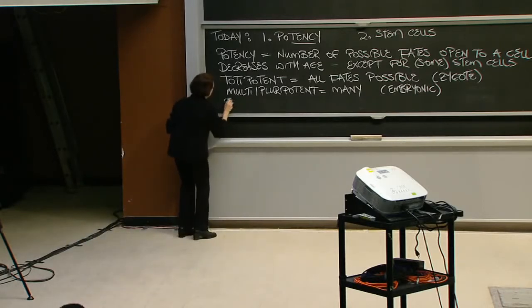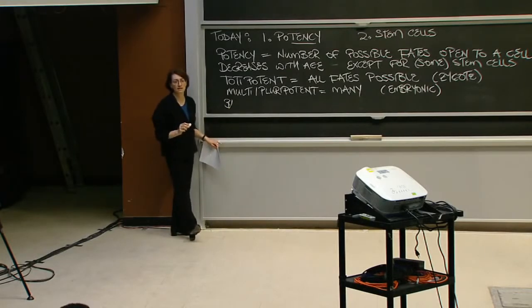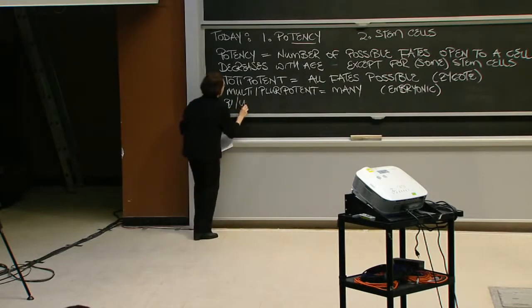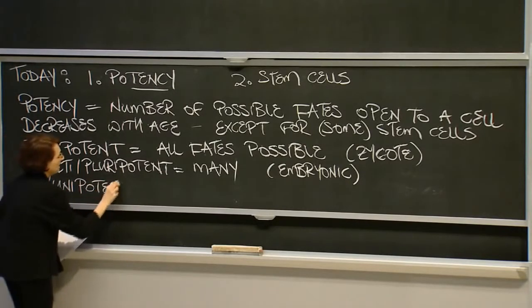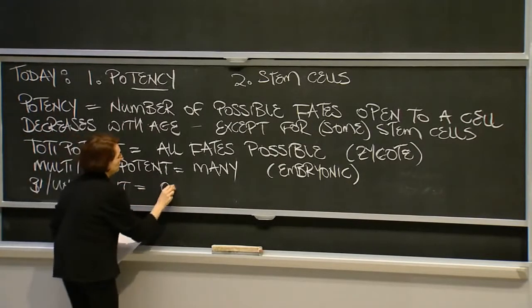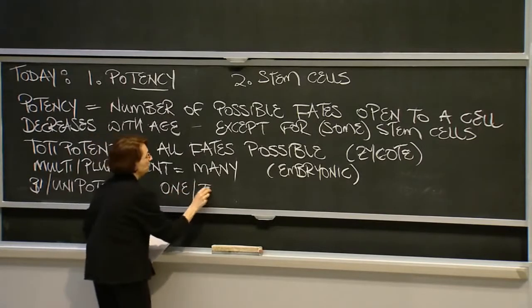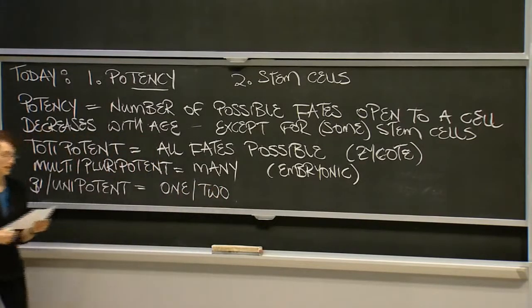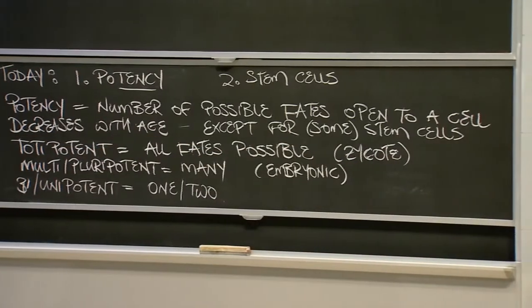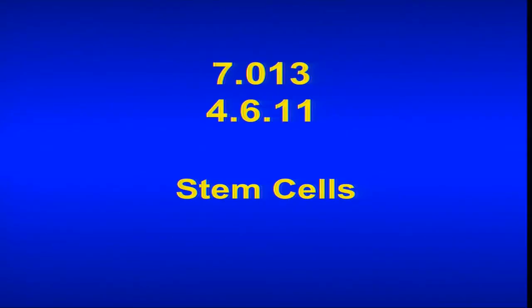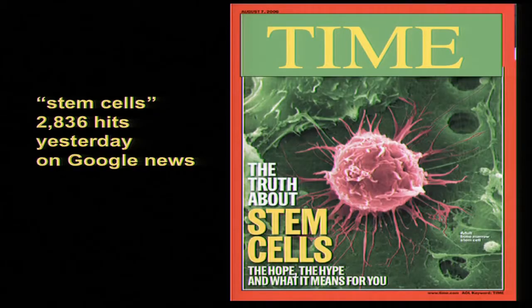As cell fate restriction continues, cells can become bipotent or unipotent, whereby one or just two fates are open to them. Taking this concept, let's now start the lecture about stem cells. You're going to need this concept.